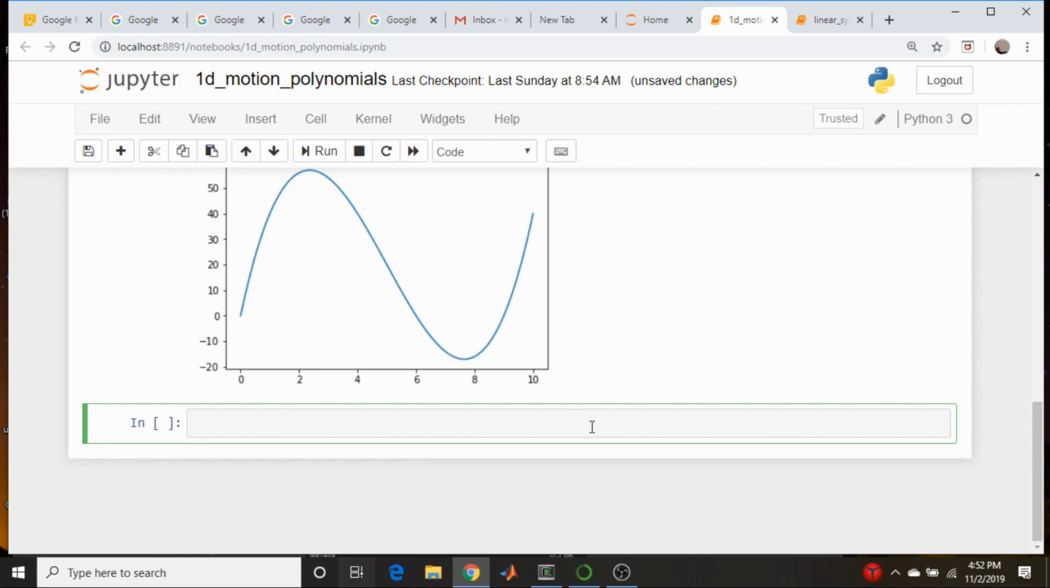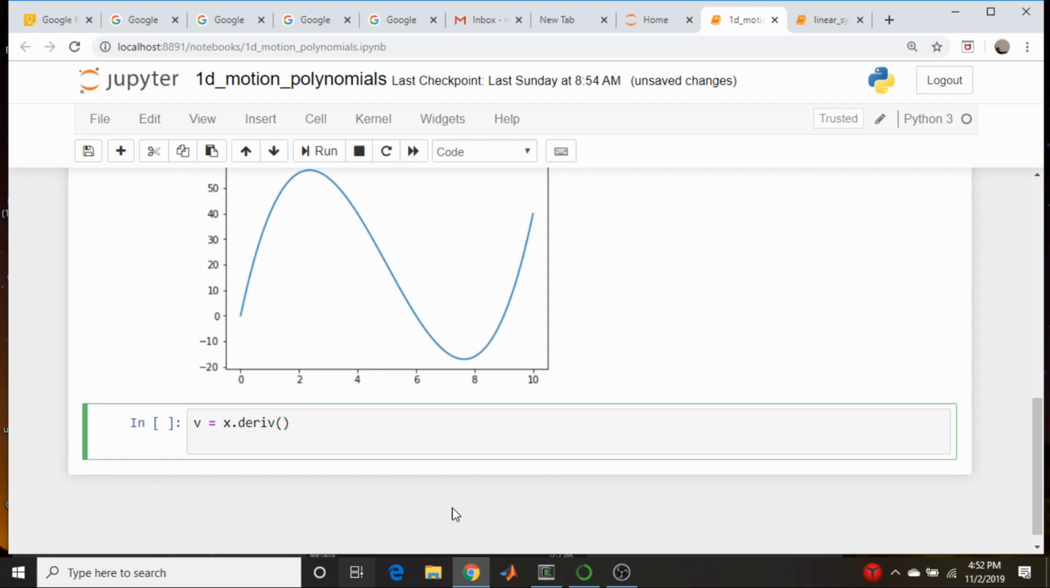So let's do that. Let's define a new variable, v, and that's just going to be the velocity, and that's the derivative of position with respect to time. So that's just x.deriv. And the acceleration is the derivative of the velocity with respect to time. So a is just equal to v.deriv. And that's all there is to that.